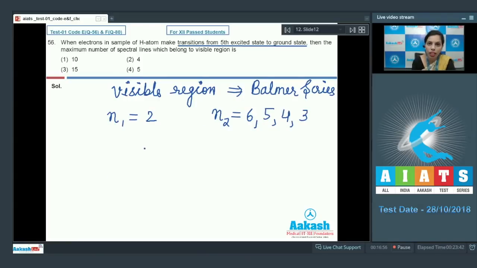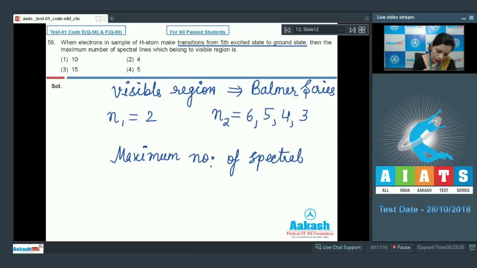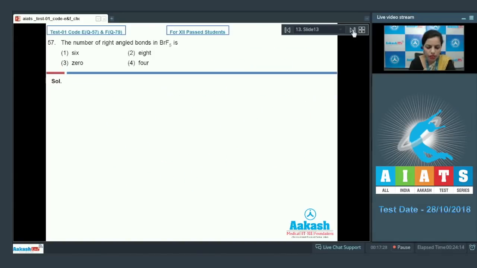So the total number of transitions in this case would be, I can write here, the maximum number of spectral lines that can be observed are 4. And if it is so, the option that's correct here is option 2. That is the answer. Now, after this, the next question is here.